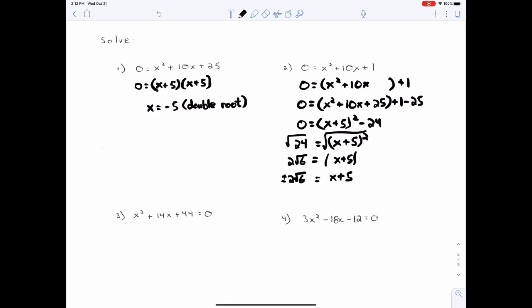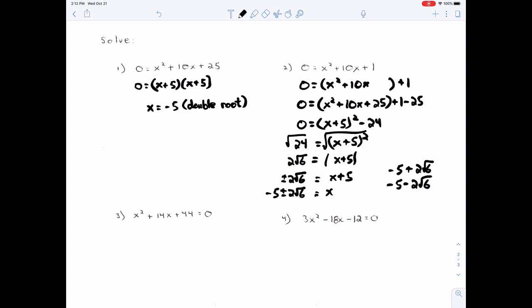And then I bring the 5 over, and again, I'm going to put it first. Negative 5 plus and minus 2 square root of 6. And don't forget, that's two numbers. It's negative 5 plus 2 square root of 6 and negative 5 minus 2 square root of 6. Okay? Huge difference between 0 equals and y equals. That's why I was so emphatic before about keeping it y equals.